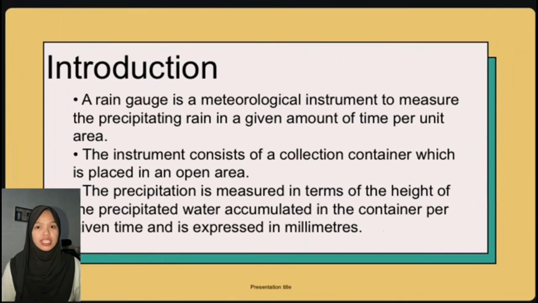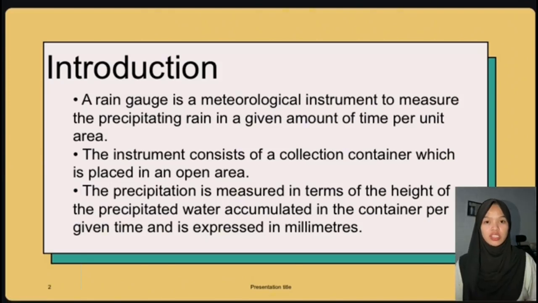So rain gauge is a meteorological instrument to measure the precipitating rain in a given amount of time per unit area. So basically, it is an instrument to measure the rain in a given time. For example, in this specific area like Cotabato City, this instrument is used to know how much rain is being dropped in, for example, 1 minute.